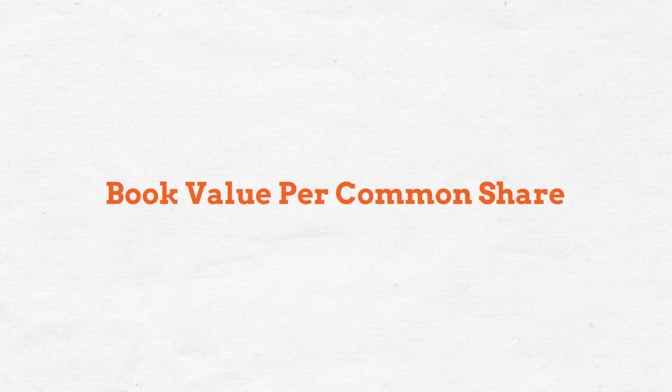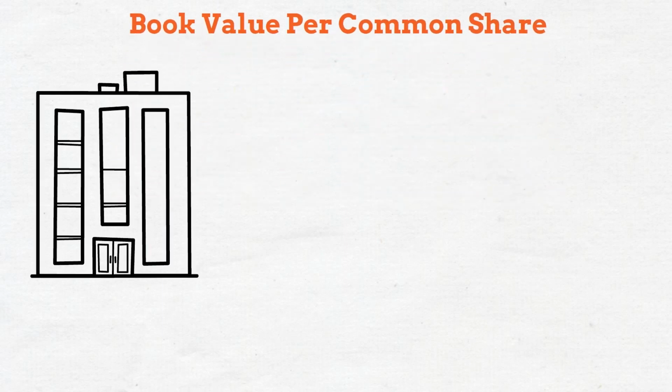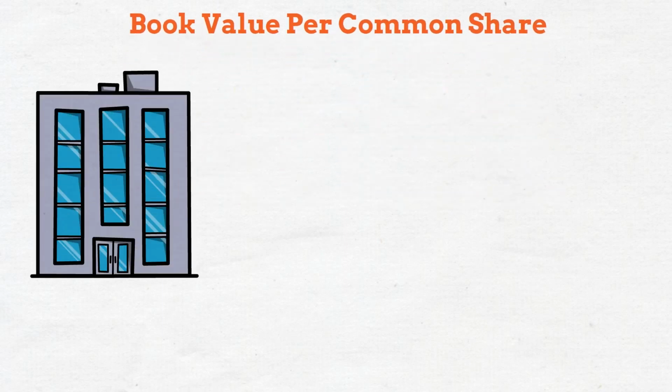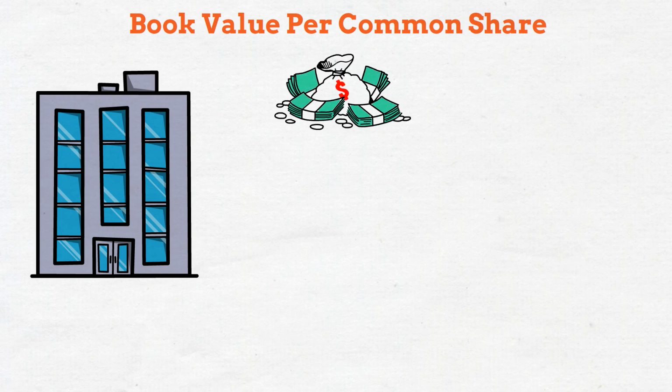Module 8. Stock valuations. Book value per common share. Book value per common share measures a company's net worth per share of common stock. It represents the amount of stockholders' equity applicable to common shares divided by the number of outstanding shares.